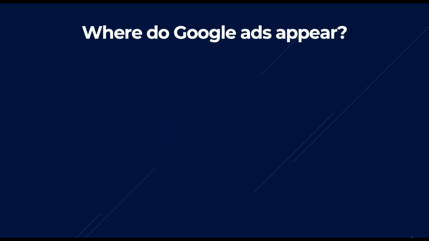Where do Google Ads appear? So Google Ads appear in two main places. The first is the search network, and the second is the display network. So knowing which one to choose for your campaign is extremely important. 99% of the time when students come to me and ask me what is the best network to display my ads on, I always say the search network. So allow me to explain the difference between both of them and explain exactly why I recommend you go for the search network. So first off, what is the search network?